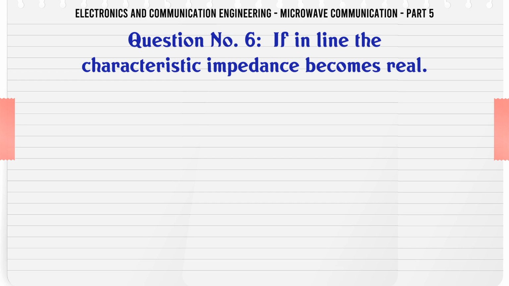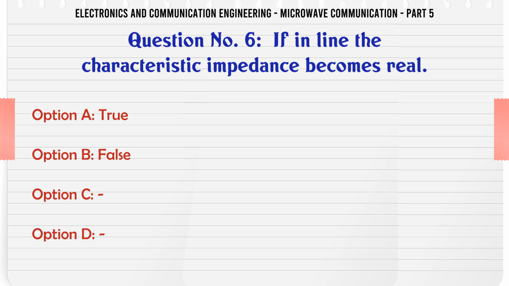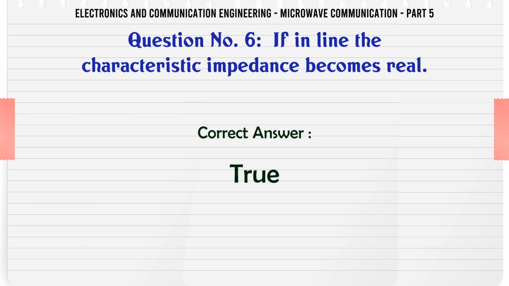If in a line the characteristic impedance becomes real, A: true, B: false. The correct answer is true.